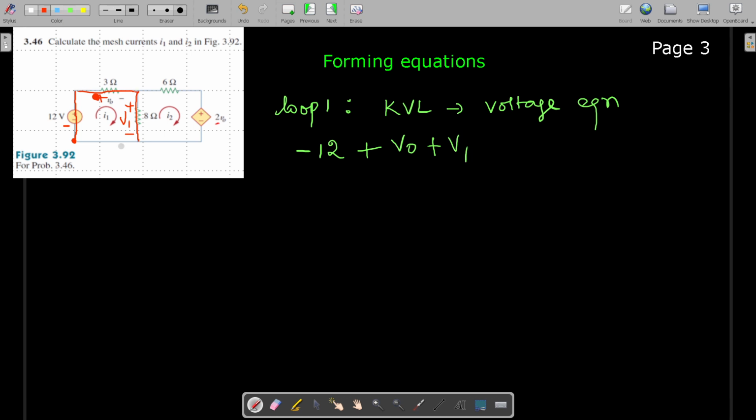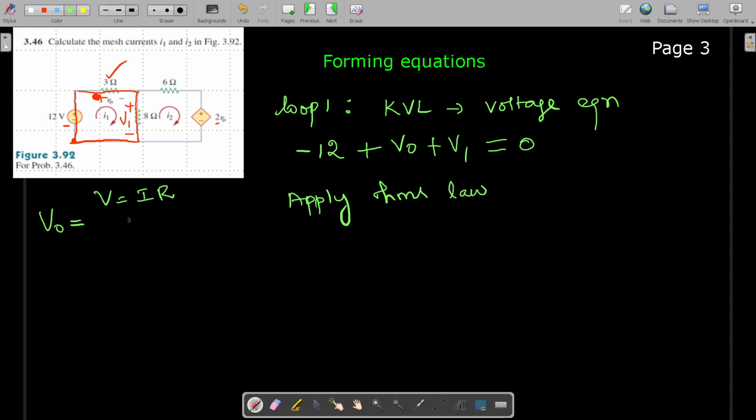And then we are now traversing through this common path where no element is present. So with this, the voltage sources and voltage drops are over and this is equal to 0. So we frame this voltage equation. But to this voltage equation, we need to apply Ohm's law wherever necessary. Ohm's law is nothing but the V is equal to IR formula, isn't it? So the I value here is the current I1 flowing through this particular loop. So it is I1. What is the resistance value? It is 3. So V0 is equal to 3I1. So this is what we need to substitute now.